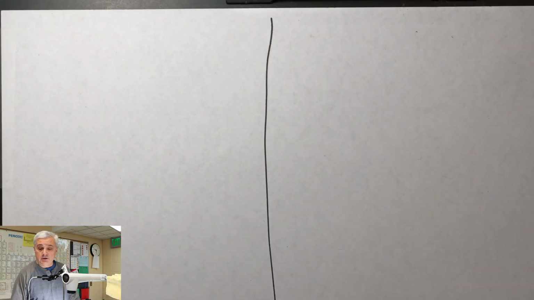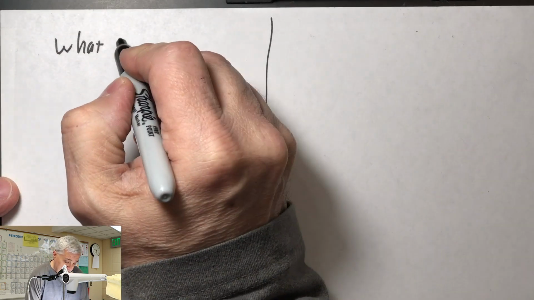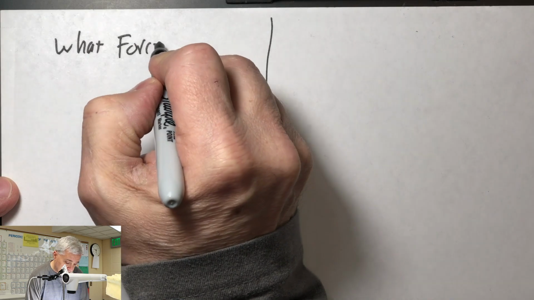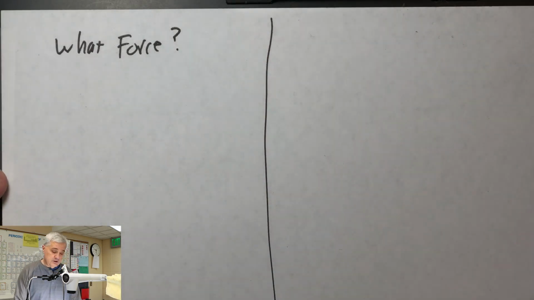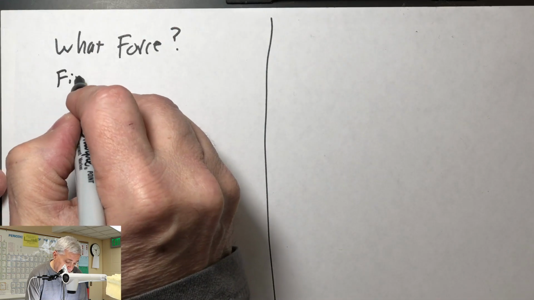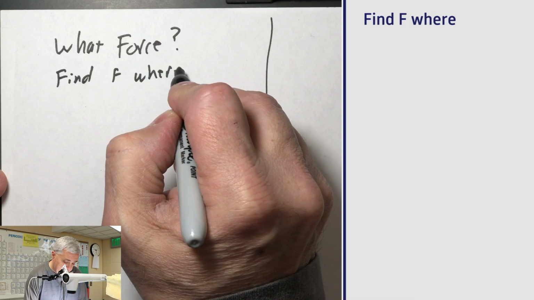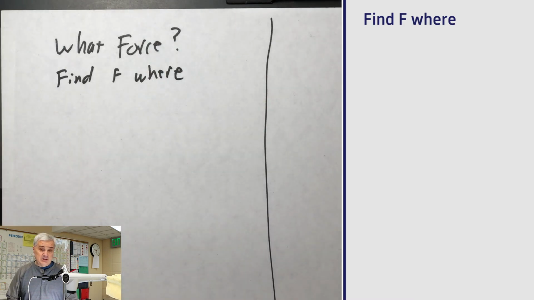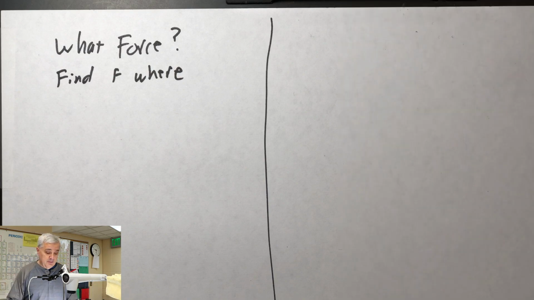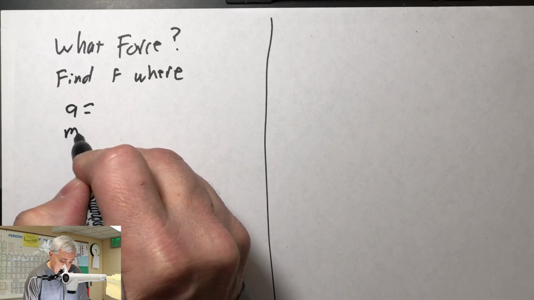What is it that we're looking for? I'm going to start over here. I'm going to write what force. Find F such that... Find F where? What else do we have? We know a relationship between force and mass and acceleration. The relationship is F equals ma. So I'm looking for m's and a's. Where A equals and m equals.